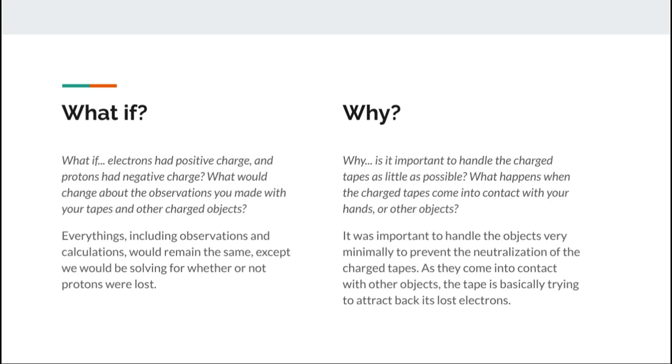And then the why. It's important to handle the charged tapes as little as possible. This is important to prevent the neutralization of the charged tape, since when they come into contact with other objects, they would try to attract those lost electrons.